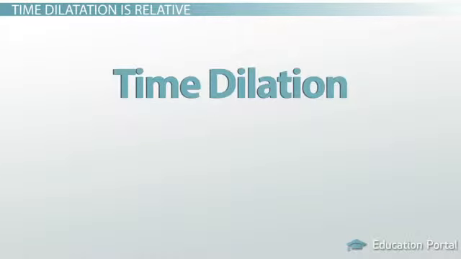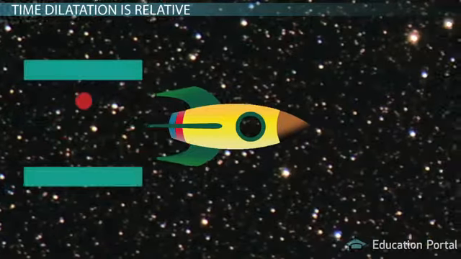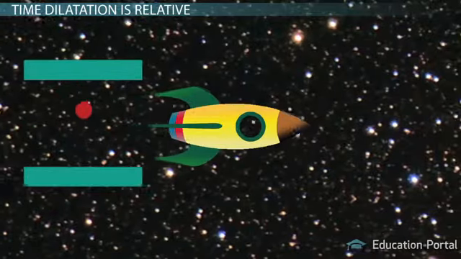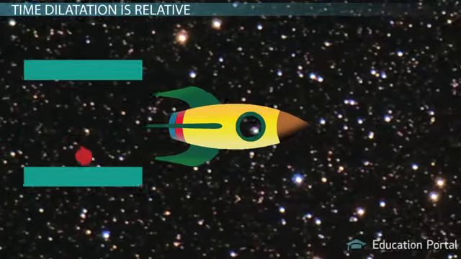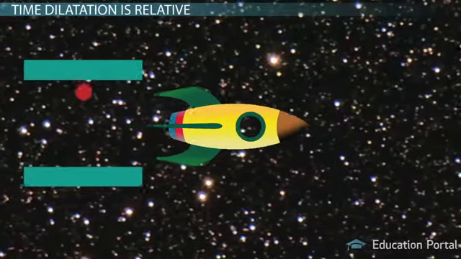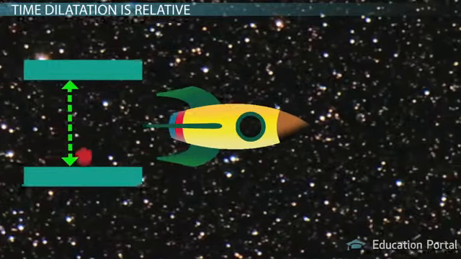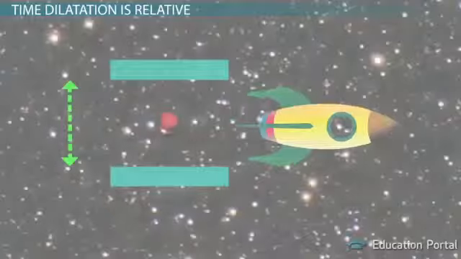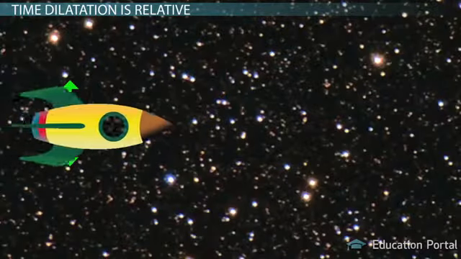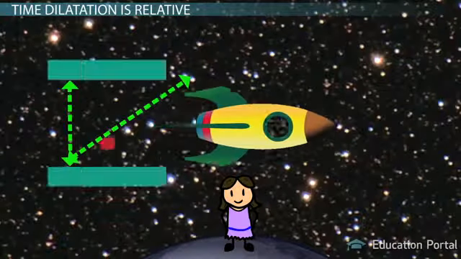It is important to note that time dilation is relative to the perspective of the observer. In other words, if you were to travel in the spaceship with the clock, you would notice no time dilation. Everything would seem normal to you. From your perspective, the beams of light would be traveling back and forth between the mirrors just as if you were sitting still. However, from a stationary perspective, time slows down. In other words, only the stationary observer observes time dilation in the moving ship.